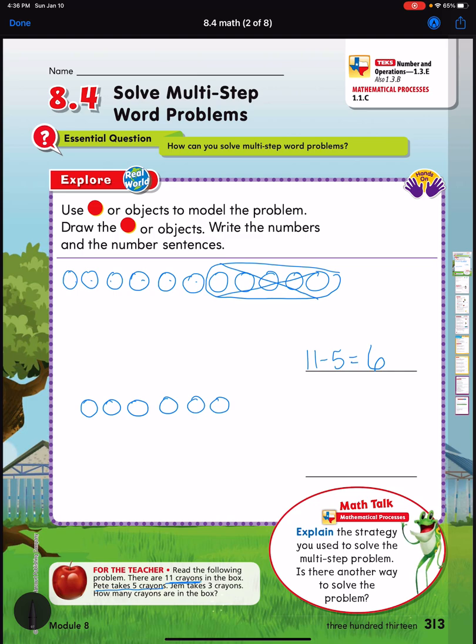That's what I have. But then Jim takes 3 crayons. So I am going to circle and cross out. I'm going to subtract these 3 crayons that Jim takes. So I had 6 crayons and I subtracted 3 of them to leave me with 1, 2, 3. So that answers my question. How many crayons are in the box? 3 crayons are left in the box. So they call it multi-step because it took me 1 step, 2 steps to find this answer. So it's a multi-step word problem.